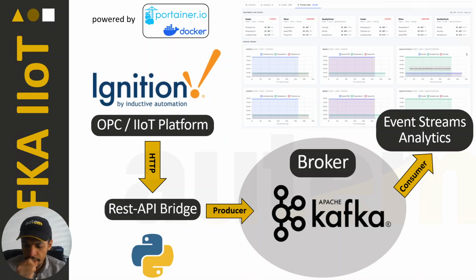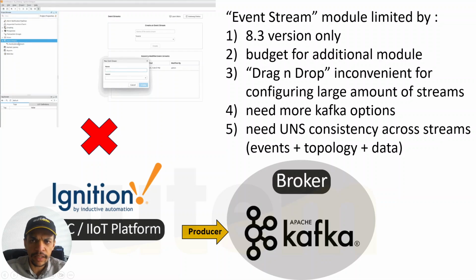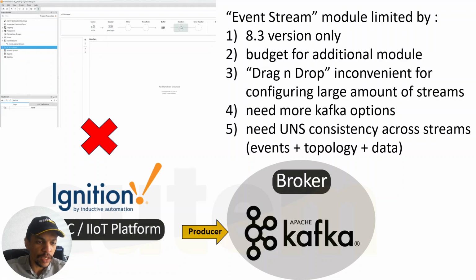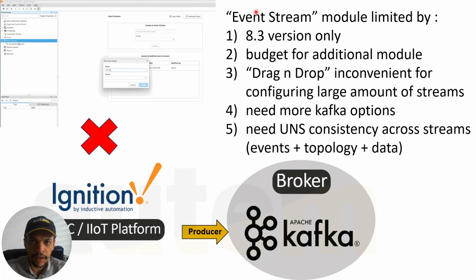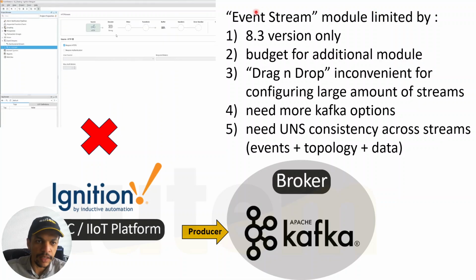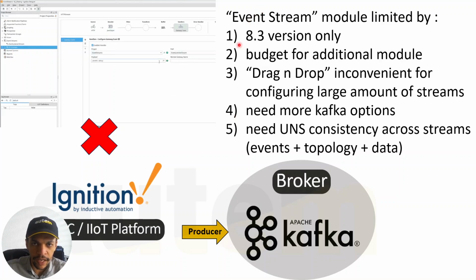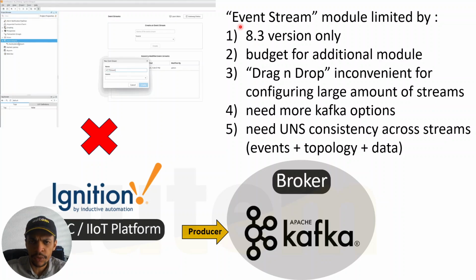Then there is another important thing to understand. Normally, if you go on the Ignition website, you will see that there is an event stream module. It's called like this. That's supposed to be the one you use to connect Ignition with Kafka. But sometimes it's not a good idea to use this module. Why? I will give you 5 reasons when it's limited to use that module.